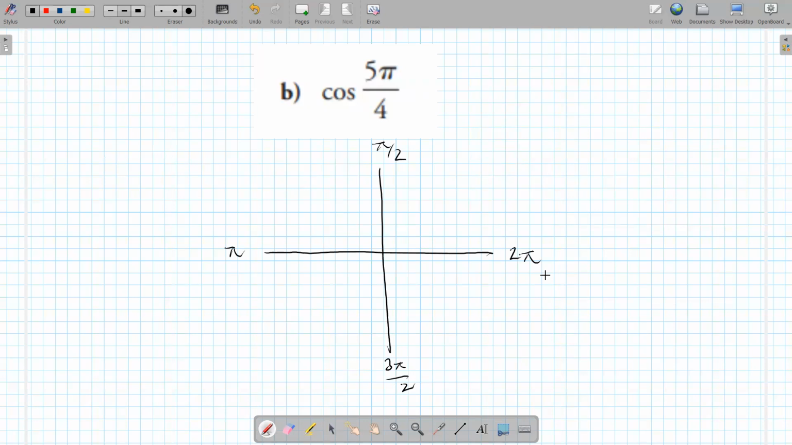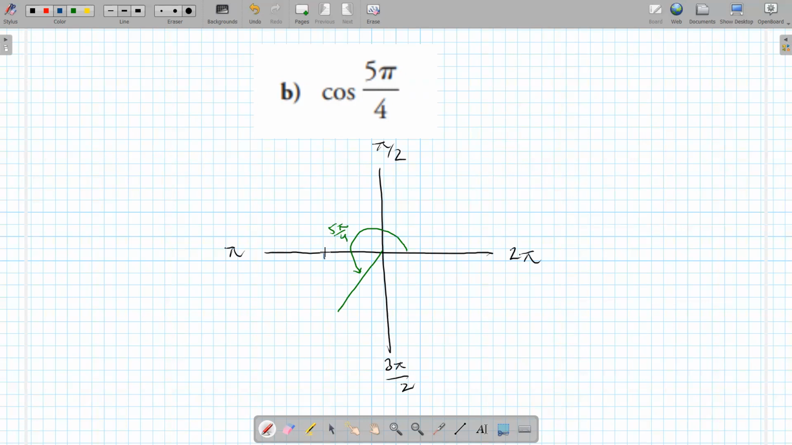You're basically looking at that fraction of 5 over 4. If it's less than half, it'll be in quadrant 1. If it's between half and 1, quadrant 2. Between 1 and 1 and a half, it's in 3, right? So this is going to be your principal angle, phi, 5 pi over 4.